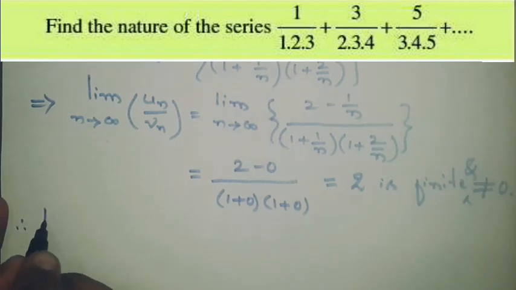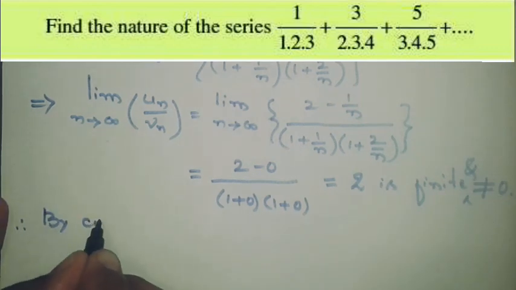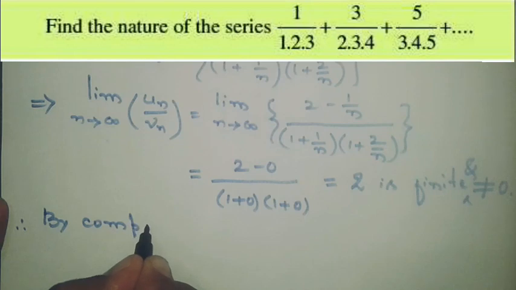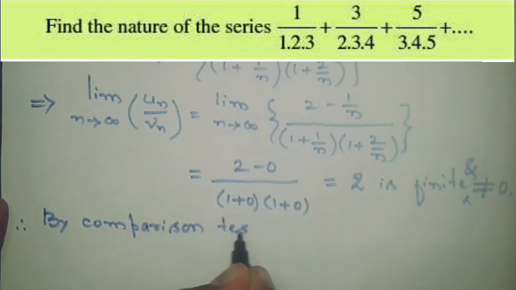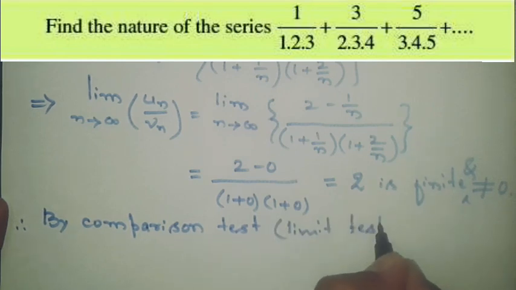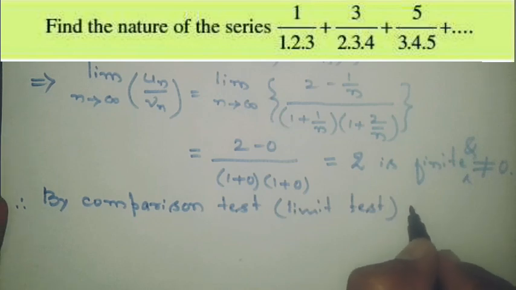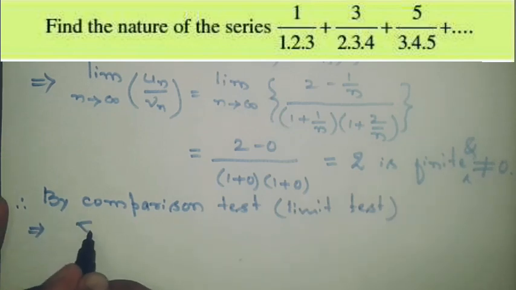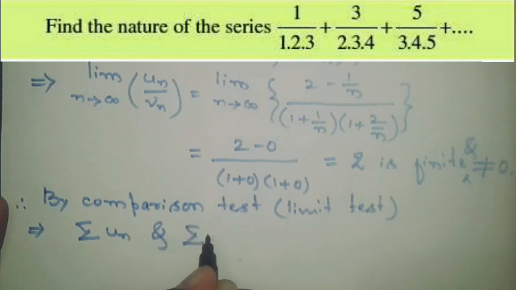Therefore, by comparison test, we can conclude. If you want, you can write down the limit form of comparison test. Even if we omit it, there is no mistake in that. We can ignore this also. We can simply say comparison test. It implies summation un and summation vn behave alike.